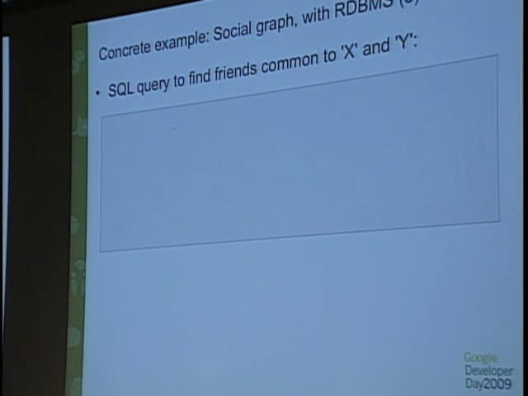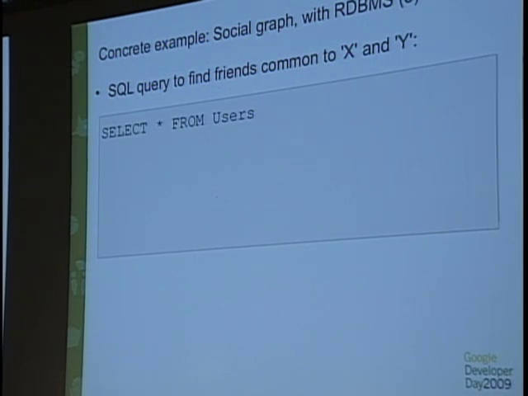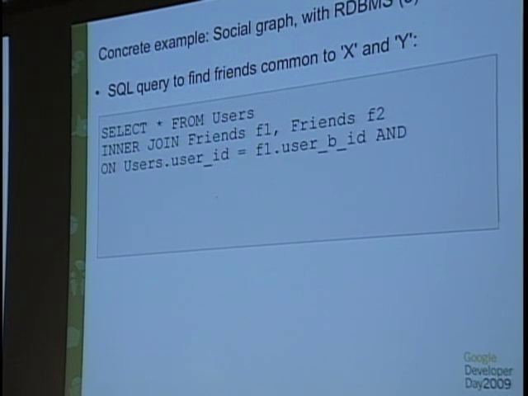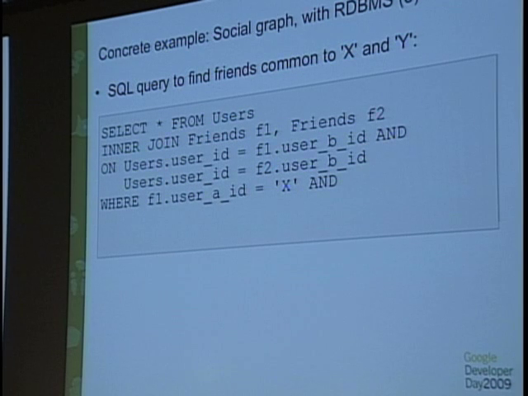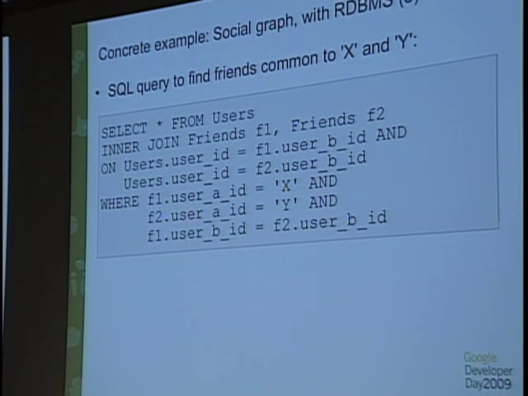Now, it gets a little bit trickier if we want to do something like friends in common with both X and Y. Our query starts to get a little bit more complicated. We still select from the users table, but now we have to join on the friends table 2 times. We have friends F1 and friends F2. And then we have to be careful how we write the query. We join the users table with F1. We join the users table with F2. The F1 table, we have to match up with X. The F2 table with Y. And then we have to join F1 and F2 together as well. So it's easy to make mistakes here.